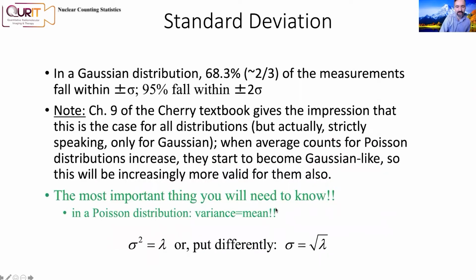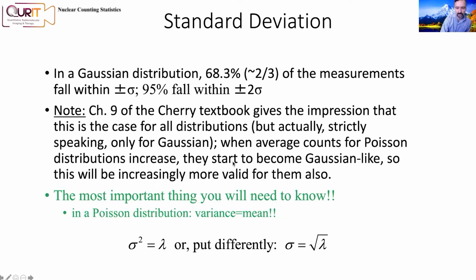Anyhow, in a Gaussian distribution, about 2/3 of your measurements fall within 1 standard deviation, and 95% fall within 2 standard deviations. In the Cherry text, you may get the impression by reading it that this is true for all distributions, but it definitely is not. This 2/3 is true for Gaussian, and for Poisson, therefore, it's also true if you have a larger number of mean values.